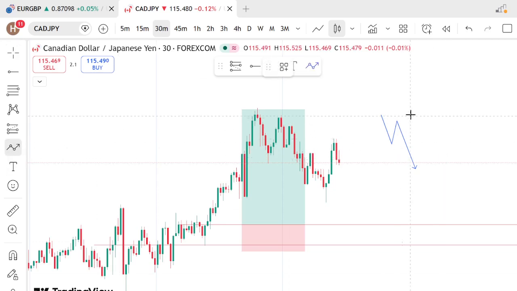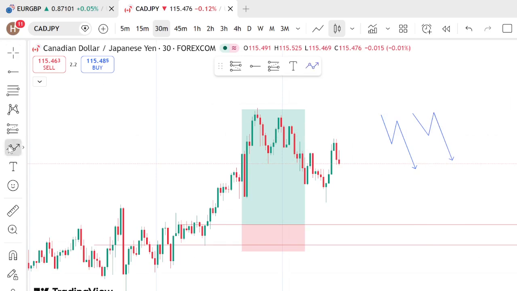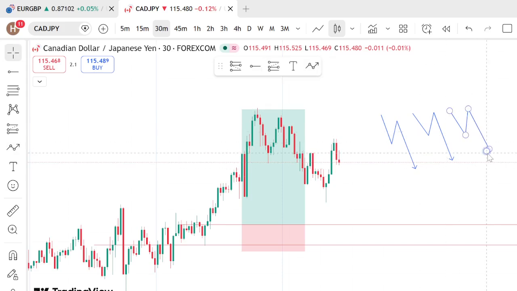Weekly is also showing you a breakout to the downside. Now, not just weekly alone, 2 time frames are not enough. The third time frame must also be showing you a break to the downside. Now when these three time frames align, you can confidently execute your trade.